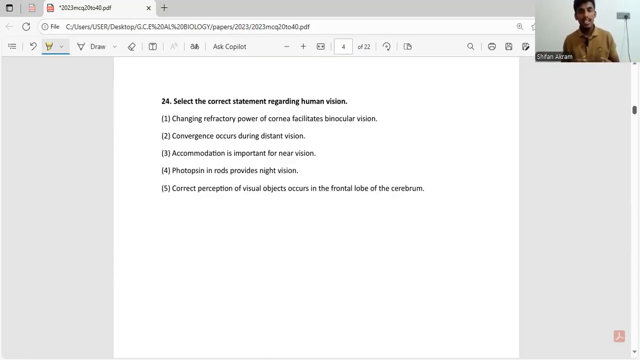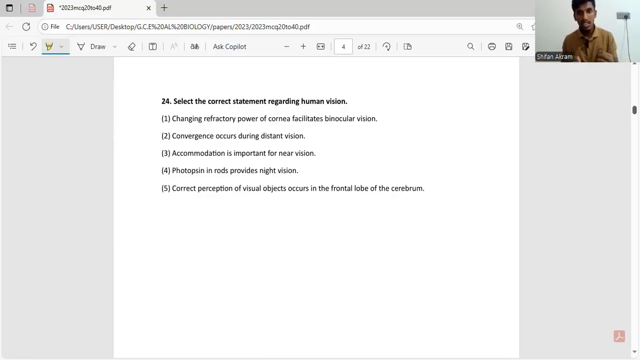So for this reason, the lens has the changing refractive power, not the cornea. So the first part of the statement is wrong. Changing refractive power of the cornea, no, it is the lens. The cornea doesn't have a changing refractive power, and they are saying it facilitates binocular vision.